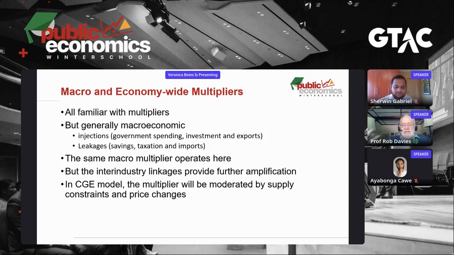The import content of the economy matters for the size of the multiplier. But in addition to the macro, because we've got this microstructure, the inter-industry linkages, some firms buying from other firms, creates this network which creates another circuit which adds to the multiplier and constrains things. In a CGE model, we would find that prices rise to constrain these in even more ways.